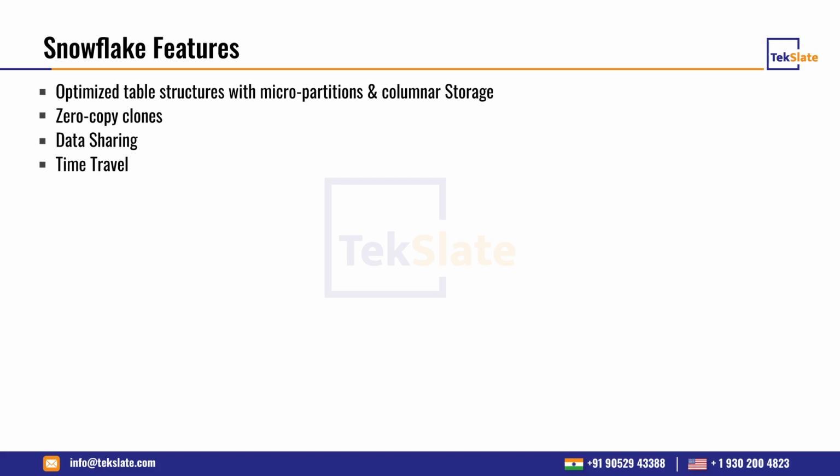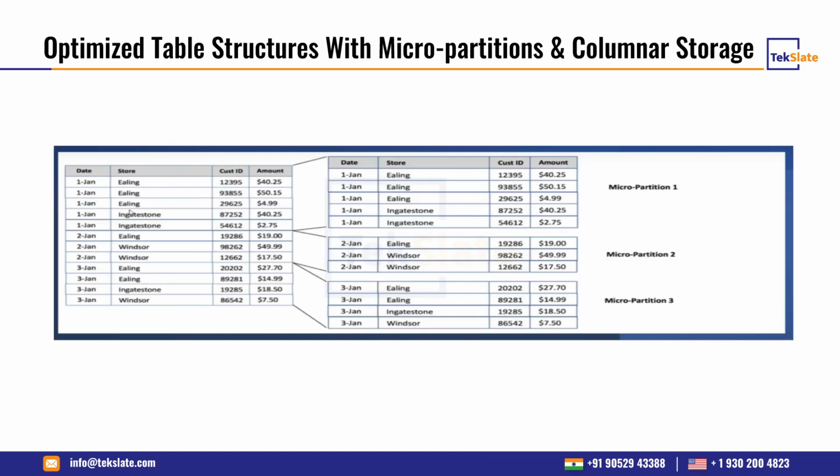Next, features of Snowflake. The best features of Snowflake are optimized table structure with micro partitions and columnar storage, zero copy clones, data sharing, time travel. Let's see all these features one by one. First one, optimized table structure with micro partitions and columnar storage. Micro partitions are small storage units which enable you to run your DML queries quickly and efficiently.